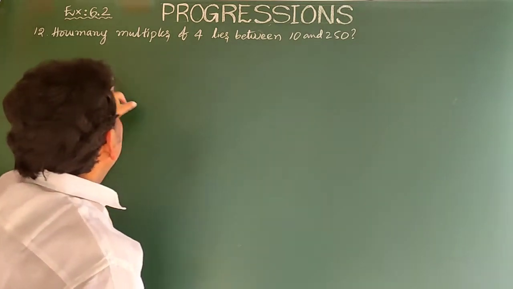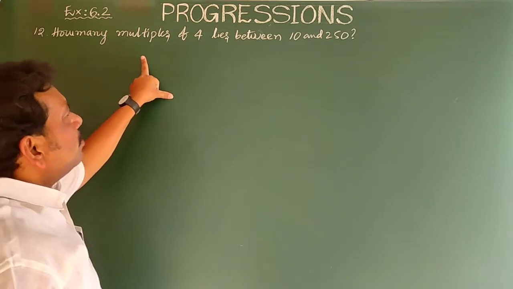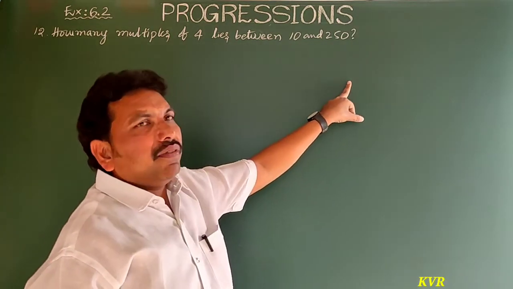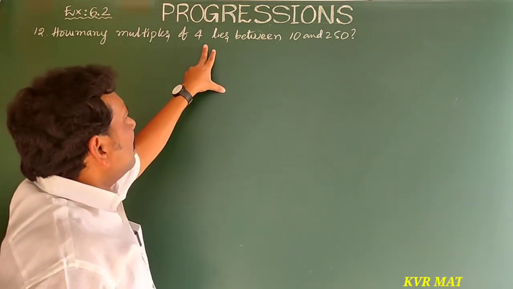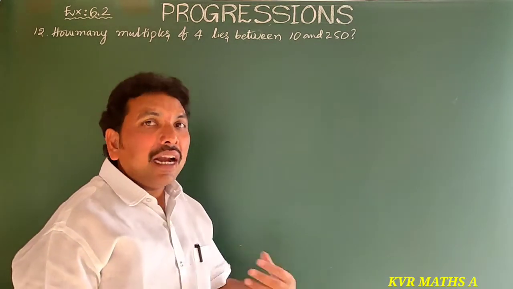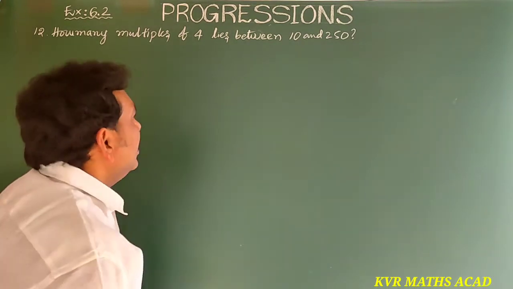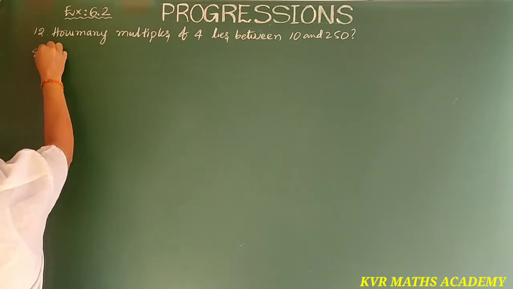Yes, let's discuss the problems. See, this is the 12th question. How many multiples of 4 lie between 10 and 250? Right, let us find the solution.